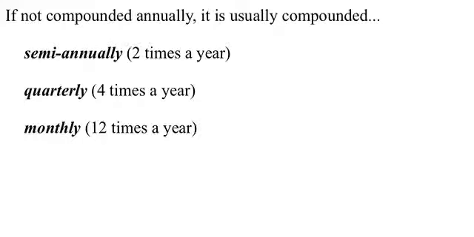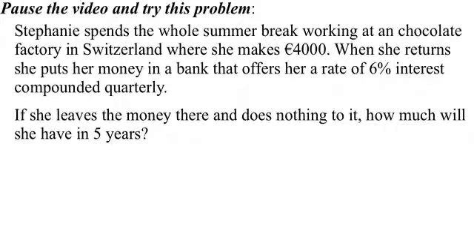All right? So I have one more problem here that I'd like you to look at. Stephanie spends the whole summer break working at a chocolate factory in Switzerland where she makes 4,000 euros. When she returns, she puts her money in the bank that offers her a rate of 6% interest compounded quarterly. And that's really going to be important, compounded quarterly. If she leaves the money there and doesn't touch it, how much will she have in 5 years?